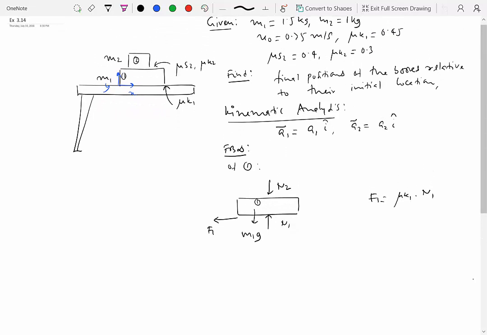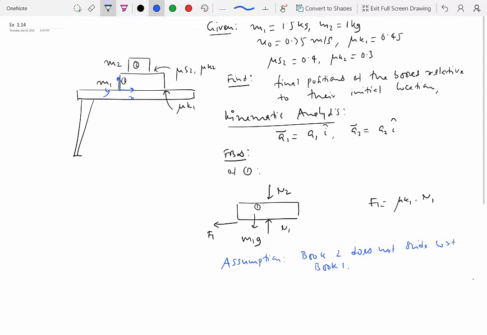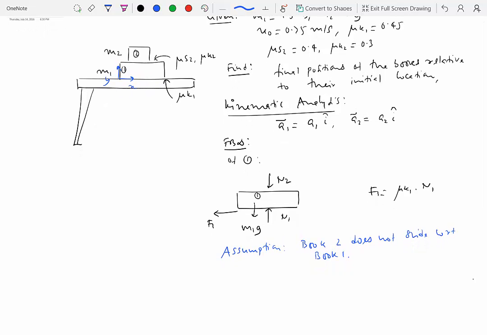So we are assuming that book 2 does not slide with respect to book 1. So let's write that. Assumption is that book 2 does not slide with respect to book 1. Okay, so if book 2 is not sliding with respect to book 1, then what should be the direction of friction force on book 2?